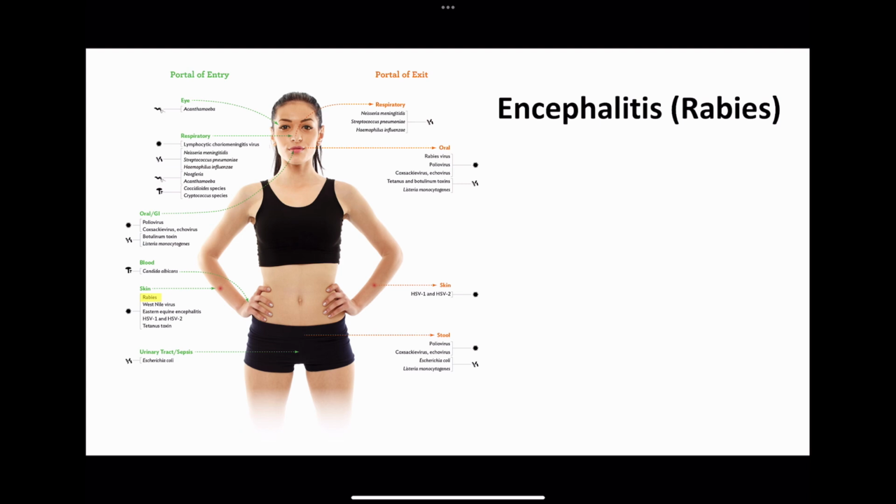A viral infection that enters through the skin is encephalitis, which is categorized under primary and secondary encephalitis. Primary encephalitis, better known as rabies, may be entered through the skin. Rabies is one of the deadliest infectious diseases known to humans and endemic in a variety of animals, which include foxes, dogs, cats, and bats. Treatments for rabies are immunoglobulin and the rabies vaccine.